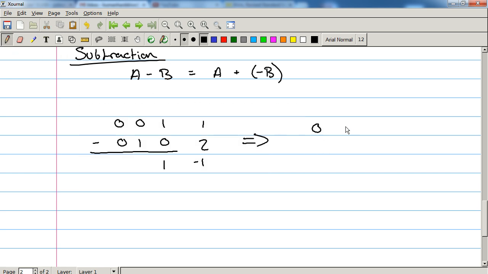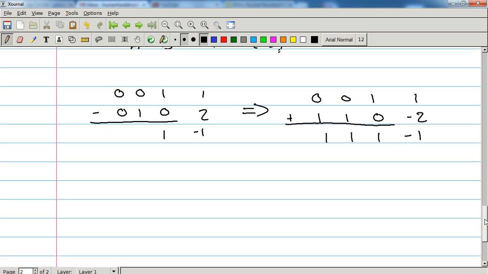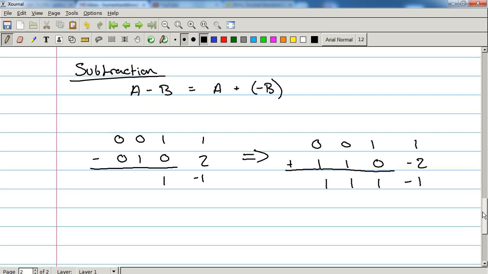So 1 plus the 2's complement of 2, which is 1, 1, 0. So this was negative 4 plus 2 is negative 2. So now this is 1 plus negative 2. And then you just add. 1 plus 0 is 1. 0 plus 1 is 1. And 0 plus 1 is 1. There you have it. You now have negative 1 in 2's complement. So that's how this works.